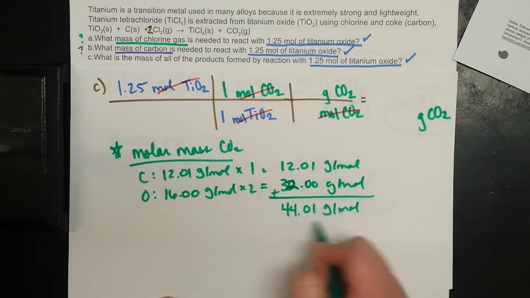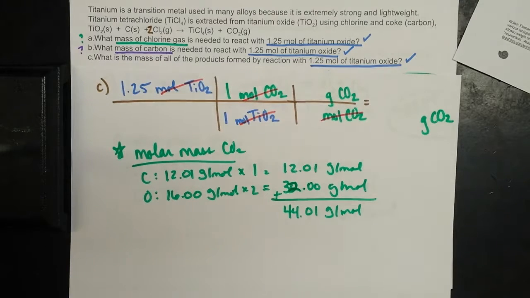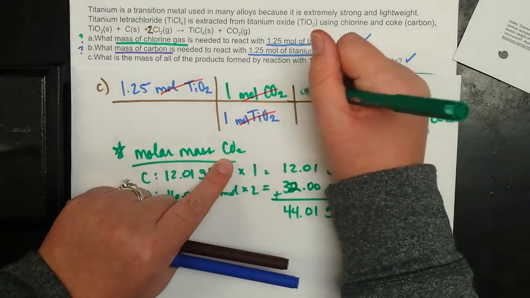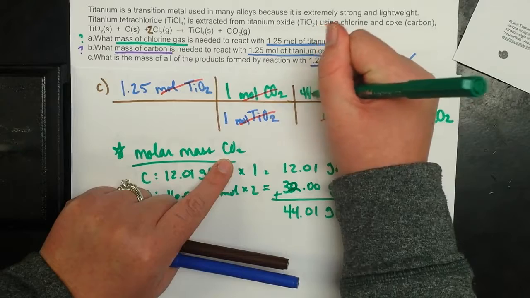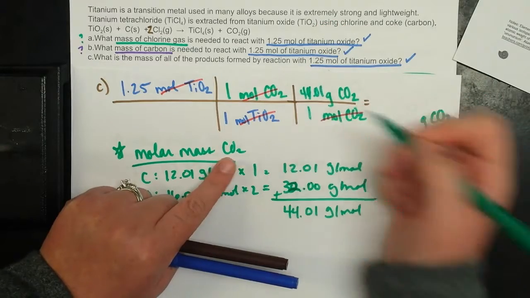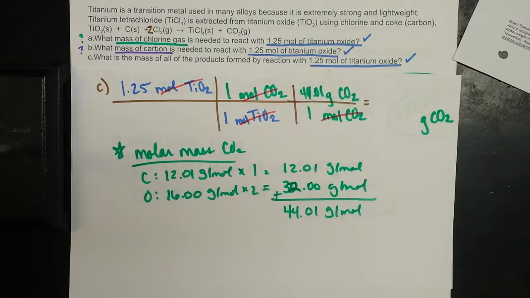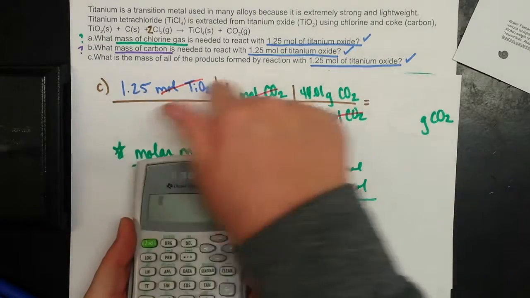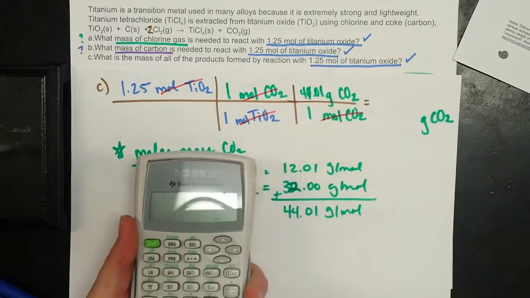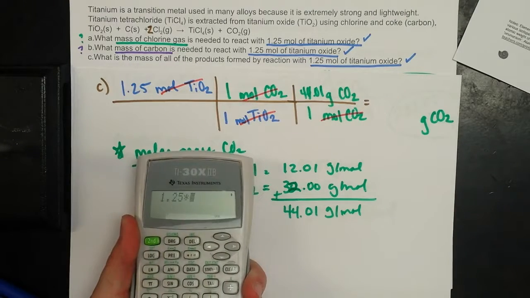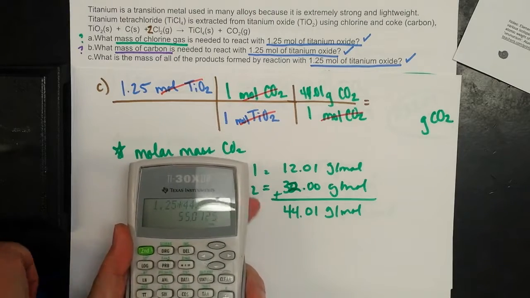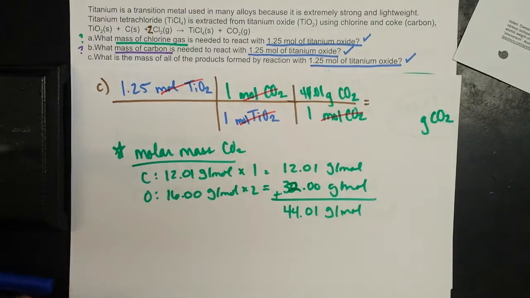grams per mole. Now, some of y'all might already have that memorized since we've used this so much. If not, just another refresher on how to find it. Okay, that means there's 44.01 grams of carbon dioxide for every mole of carbon dioxide. We can then do the math. So I've got 1.25 times 1 over 1 times 44.01. So I'm just going to do 1.25 times 44.01. This gives me 55.01 grams of carbon dioxide produced.